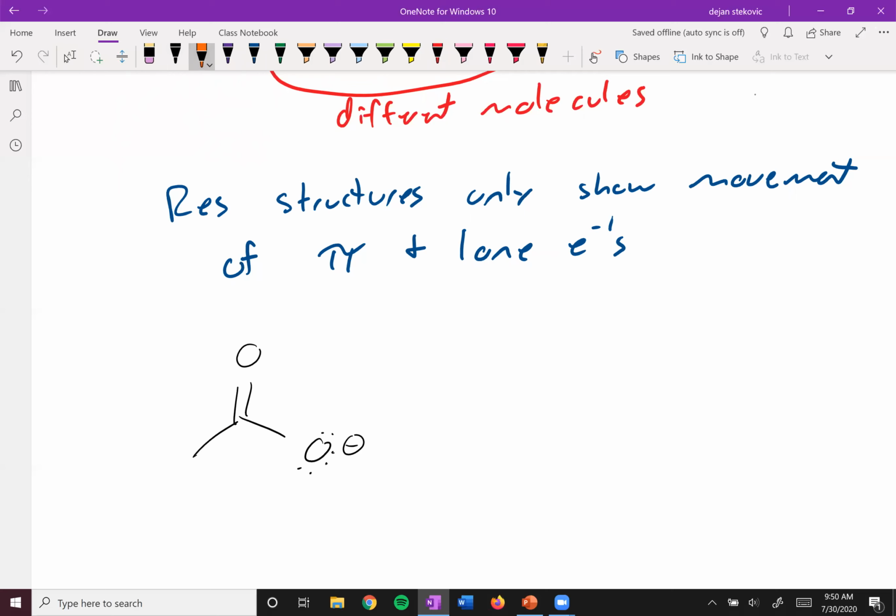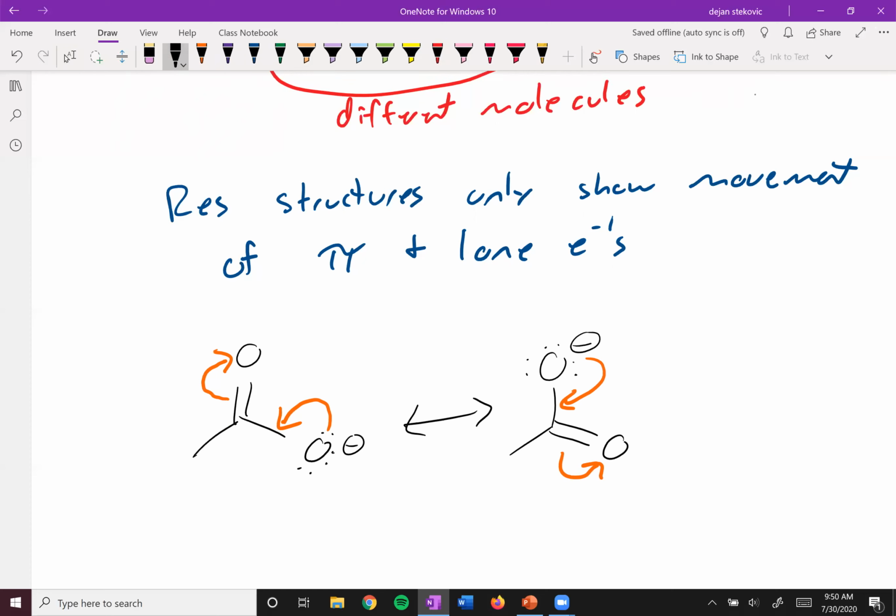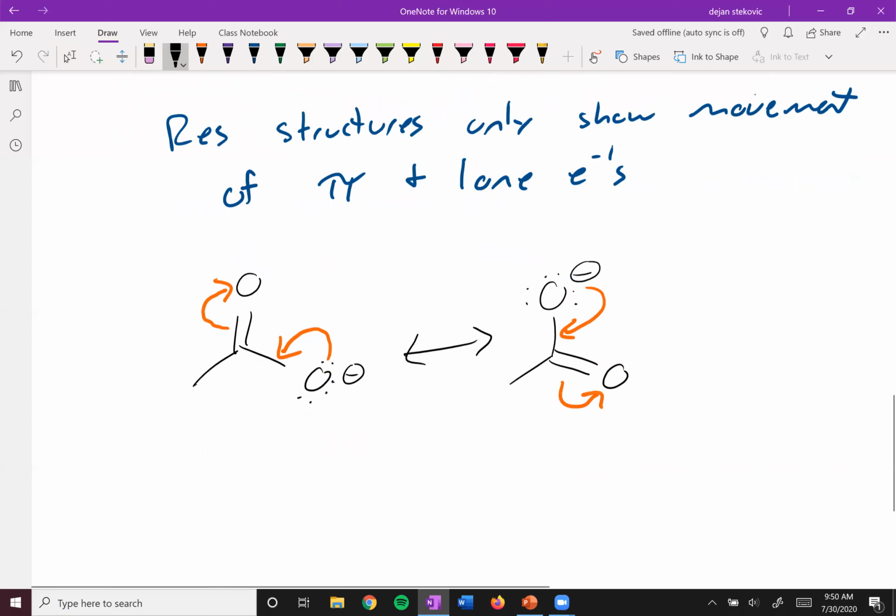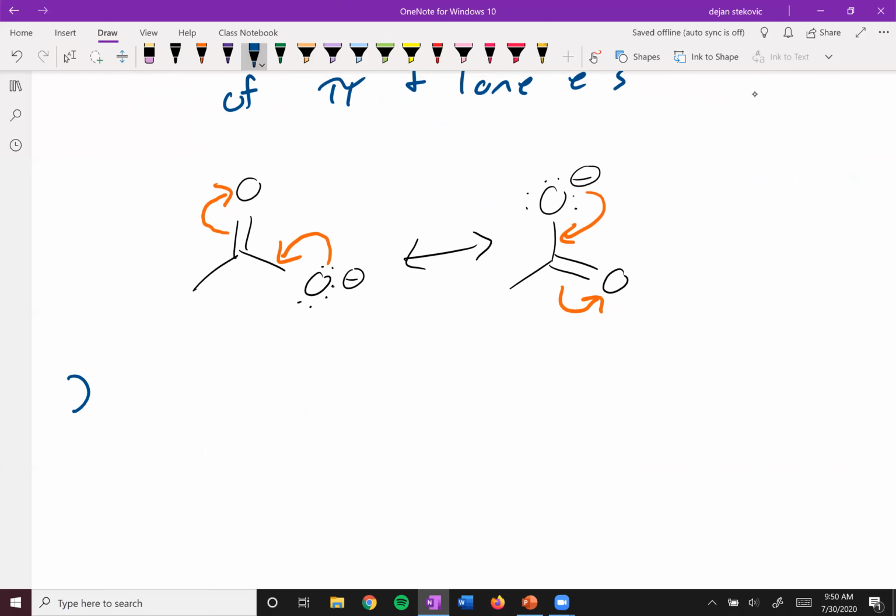ion, we could draw these lone electrons moving into this bond, and then one of these pi electrons moving into the oxygen to get our other resonance structure. And then we could draw the reverse as well to get back to our original, right? So you can see how these arrows show how we go from one resonance structure to the other resonance structure. So we can't break single bonds.